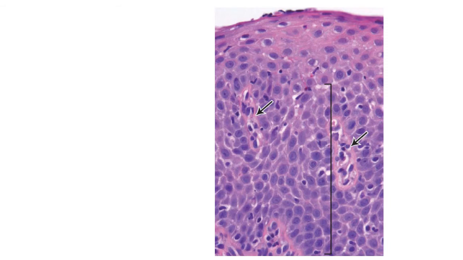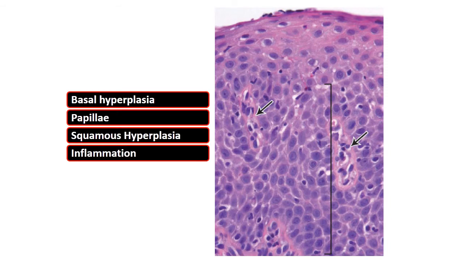This photomicrograph is showing the characteristics of reflux esophagitis or gastroesophageal reflux disease. There is basal hyperplasia, papillae formation, squamous hyperplasia, and inflammation.